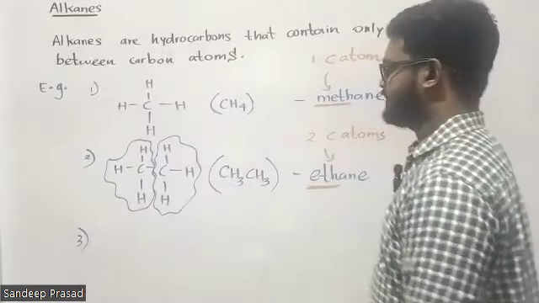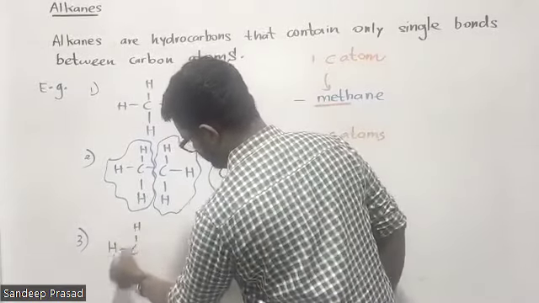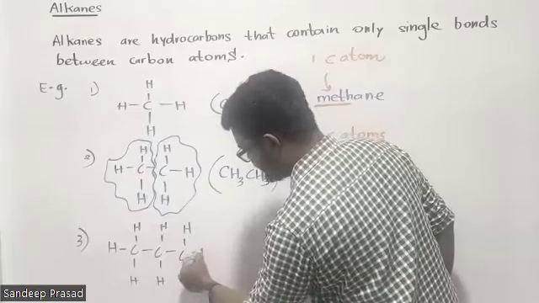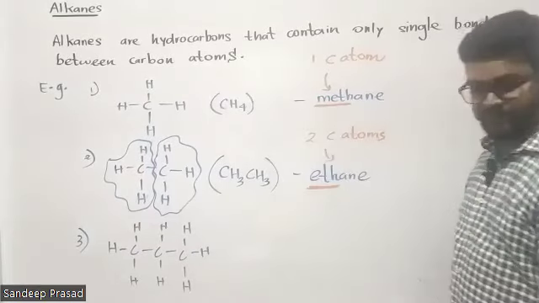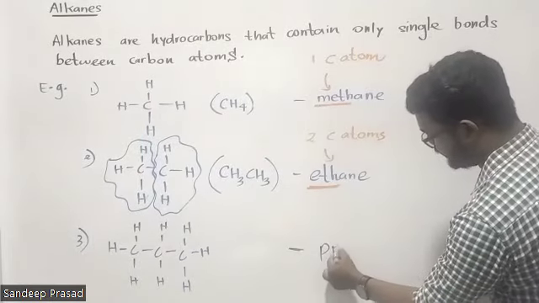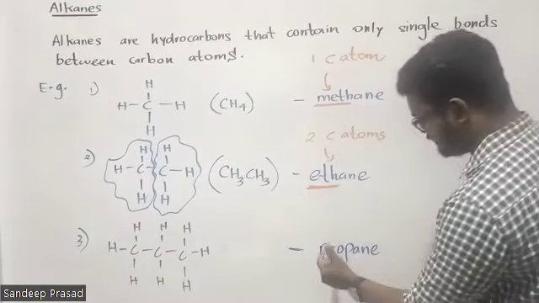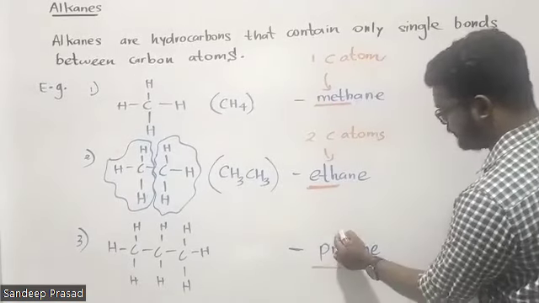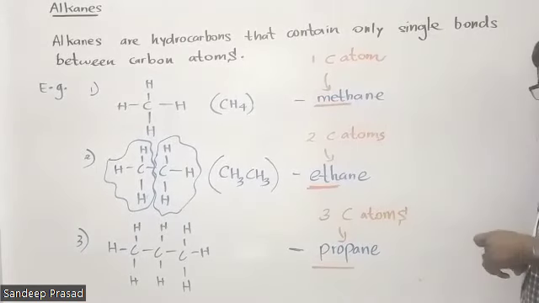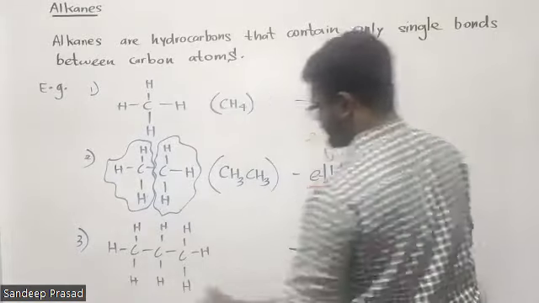And the third type, what will happen? Again, another CH2 group will come to the middle in this way. That means another carbon atom is increasing. Then what should it be? So that should be meth, eth, and the next one should be propane. You can see that the prefix we have used is prop. Prop means 3 carbon atoms, right?